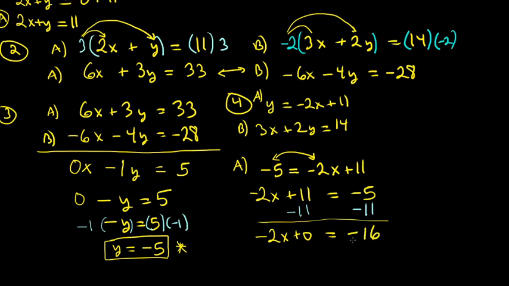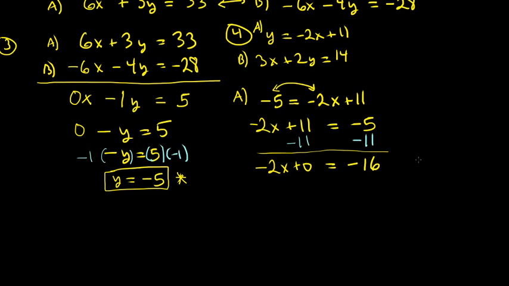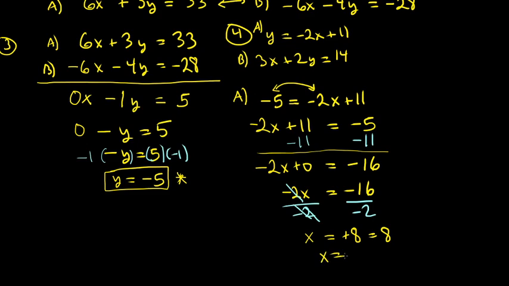So yep, you're just adding negative 11 to both sides. You're subtracting 11 from both sides, right? So the plus 0 doesn't matter, right? This is just negative 2x equals negative 16. And now, the opposite of multiplying by negative 2 is dividing by negative 2. So divide both sides by negative 2, and that effectively cancels the negative 2. And now we're just left with 1 times x equals negative 16 divided by negative 2 is positive 8, right? Or just 8. So x equals 8, right? And y is negative 5.